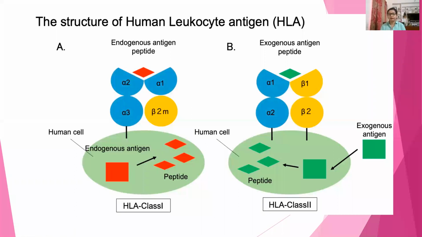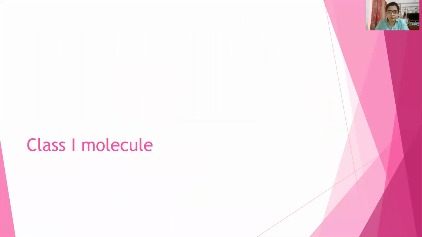So what happens if a virus comes and it attacks a cell? Inside the cells, the proteasome will break it down into small molecules, and these small molecules will be presented on the surface by the HLA class 1. Whereas in the HLA class 2, what happens? It is exogenous antigens which are being presented to the antigen presenting cells. So we will read about the class 1 molecule.